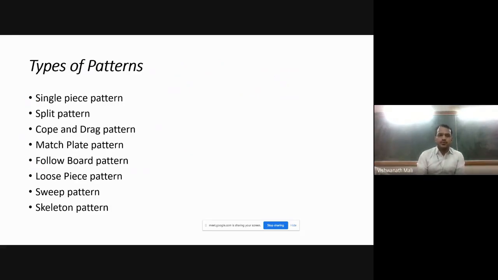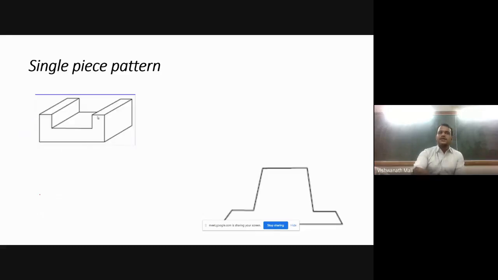So these are the types of pattern: single piece, split pattern, cope and drag pattern, match plate pattern, follow board pattern, loose piece pattern, sweep pattern, and skeleton pattern. So the first pattern is single piece pattern. So what is single piece pattern? When your product or part is very simple, not complicated, then we go for the single piece pattern. Means what?